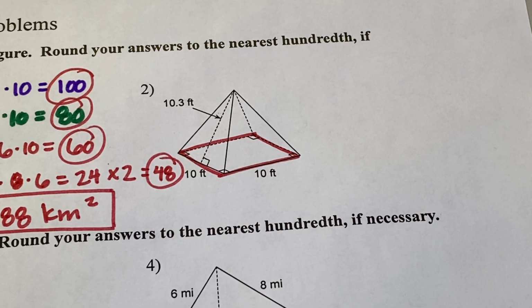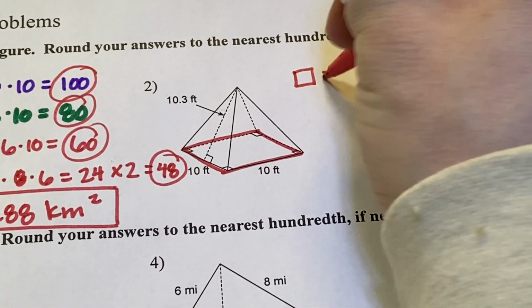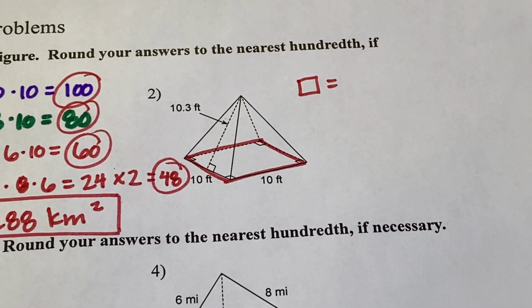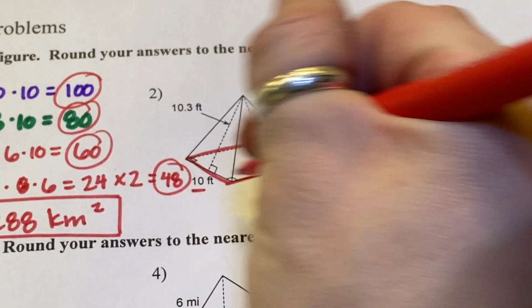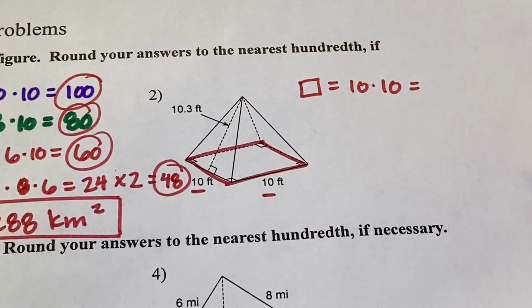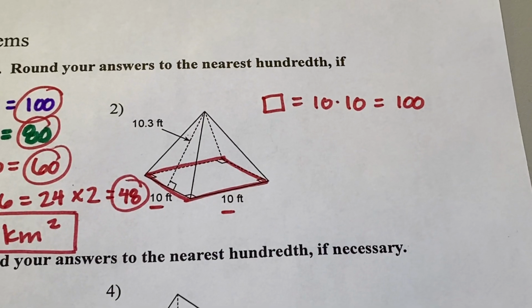What's another name for that? Trapezoid. Starts with an S. A square. Right, this guy's an actual square. But same thing, we just multiply base times height. So what are my two measurements for the area of this square? 10 and 10. 10 times 10. And what's that going to give me? 100. 100 for that area of that square on bottom.